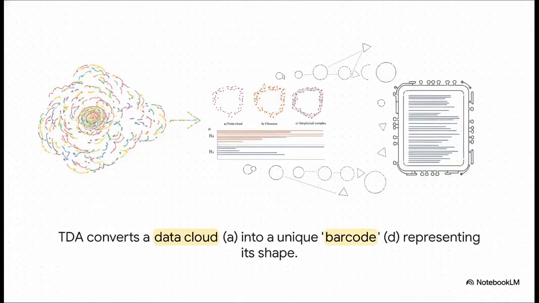So here's a peek at how it works. You start with your data as just a cloud of points. That's image A. TDA then starts connecting the dots, and it watches to see what shapes emerge, like in B and C. It keeps track of when clusters form or when loops pop into existence and then disappear. And then, this is the amazing part. All of that information gets distilled down into this thing called a persistence barcode, shown in D. It's literally a unique fingerprint for the shape of your data.